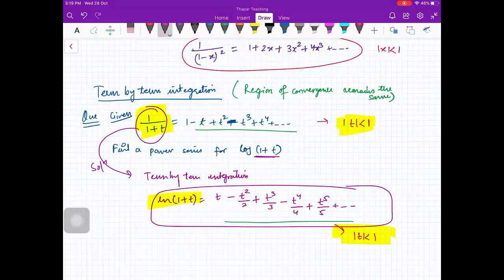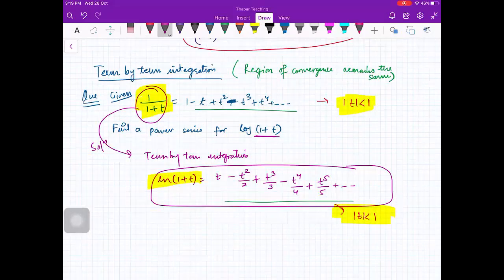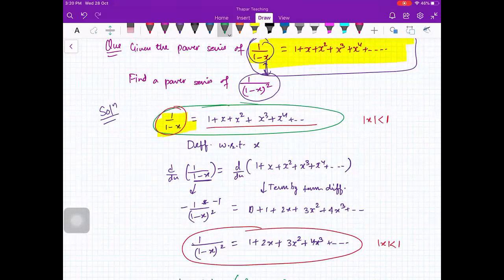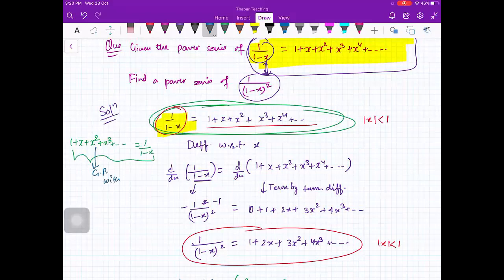Clear? Ma'am, in this exercise, I did not understand the mod x one. Ma'am, sorry, I missed it. Okay, beta. You see, you are writing this 1 plus x plus x squared plus x cubed and so on. You are writing this is equal to 1 upon 1 minus x. I'm asking when can you write it? You see, this is a GP with common ratio x. So this is convergent only for mod x less than 1.